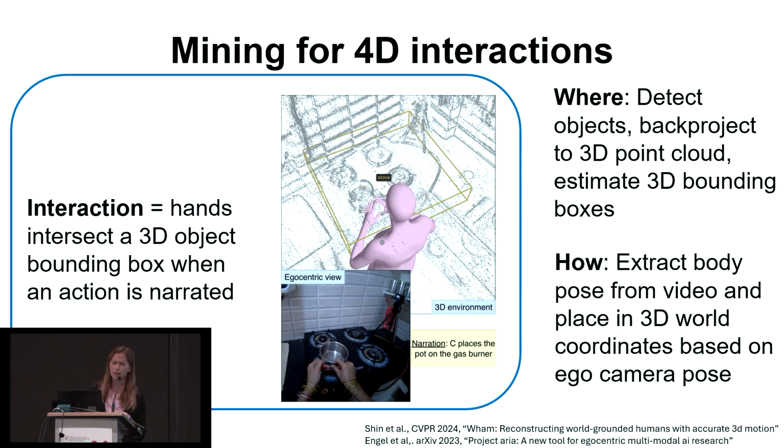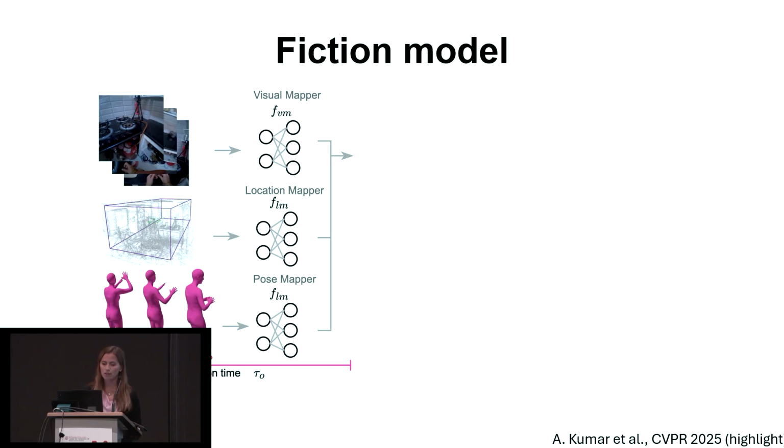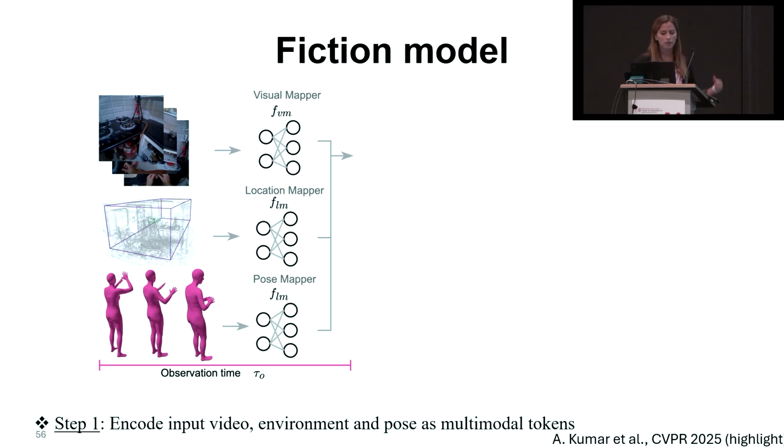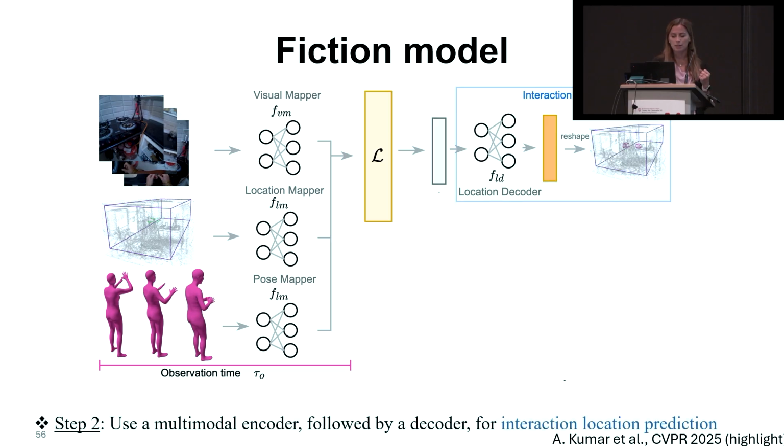So if you think about what's happening here, you have reams and reams of video. It's unlabeled, but because of the structure in it and the spatial structure across the views, we can prepare it to find out all these 4D interaction points. And with that, we can train a model to do that forecasting task. And the model we train is an autoregressive model. It starts by encoding the different inputs, the video, the environment where those objects are, and the body pose as multimodal tokens.